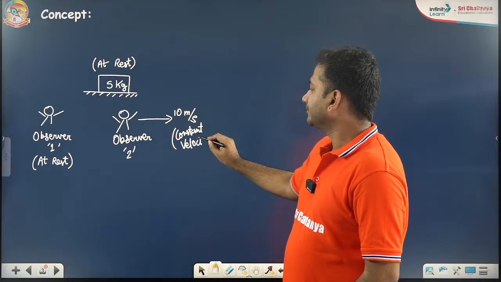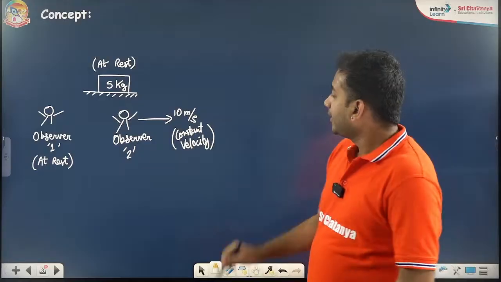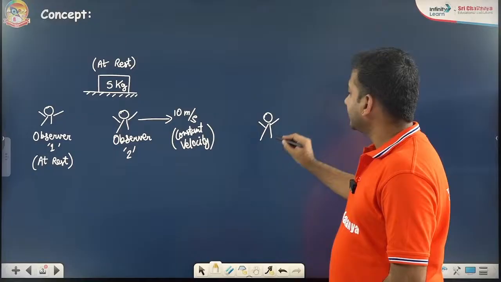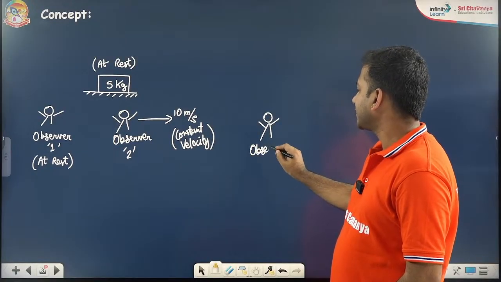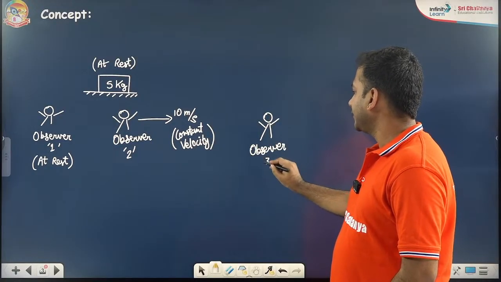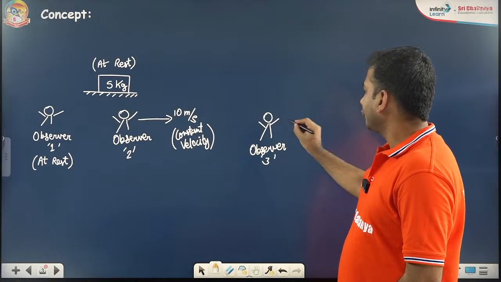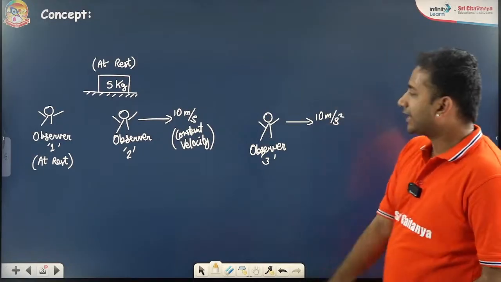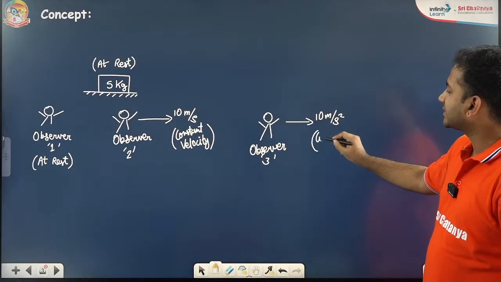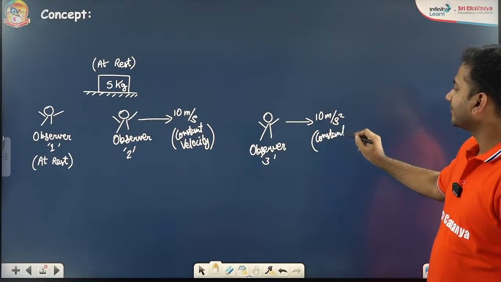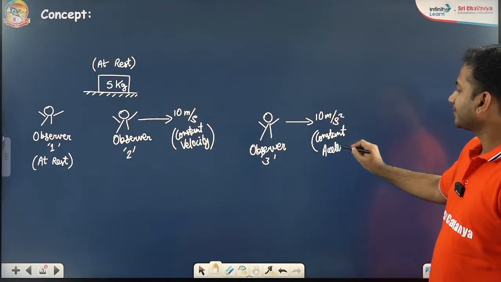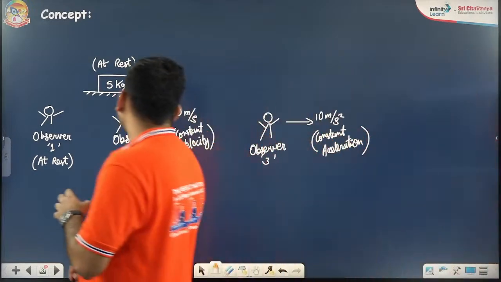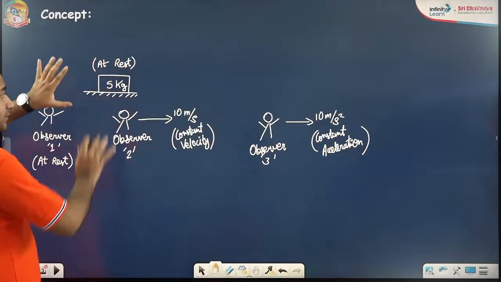All right. And there is an observer 3. This observer 3 himself is moving forward with an acceleration of 10 meter per second square. So it is basically a constant acceleration. So this is an object which is at rest.